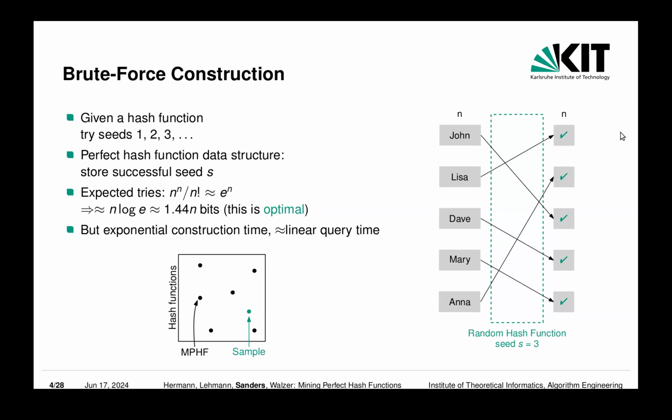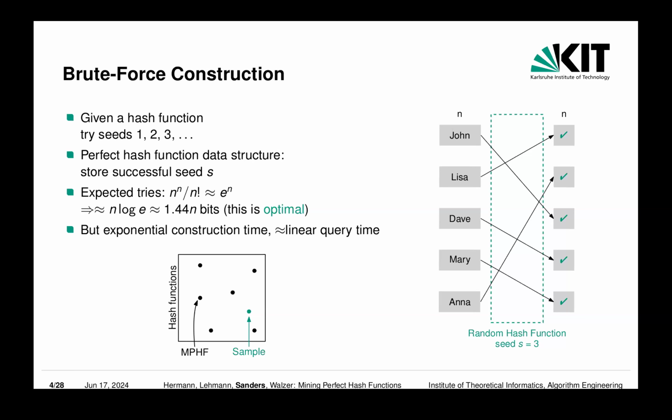So a brute force way is just that you try one after another until one works, and then you store the representation of the hash function, the parameter c. So this turns out from the space point of view to be up to maybe 1.44 bits per element. But of course, the bad news is the exponential construction time and probably also something like linear query time.